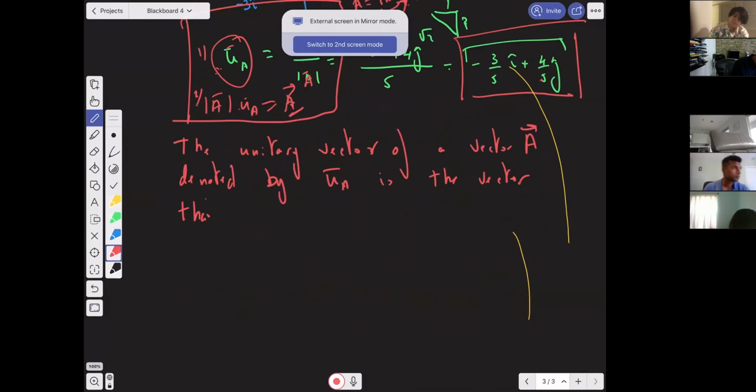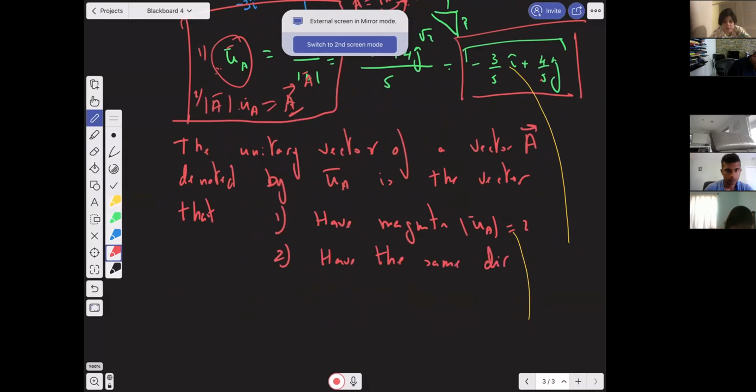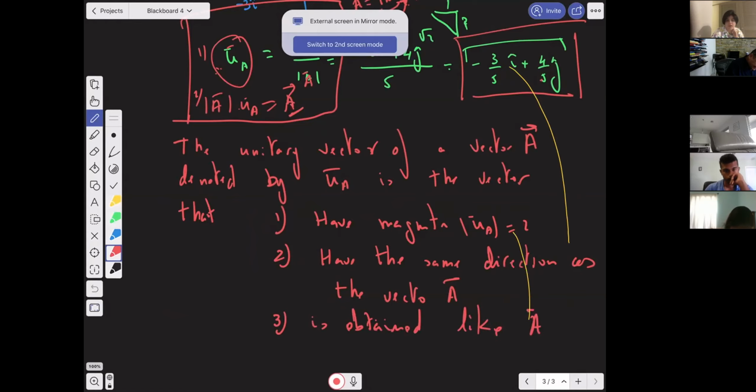that, first, has magnitude 1, second, has the same direction as the vector A, and third, is obtained like this: A equals the magnitude of A times U sub A. If you multiply the magnitude by U sub A, you will get A. So U sub A is the vector itself divided by the magnitude.